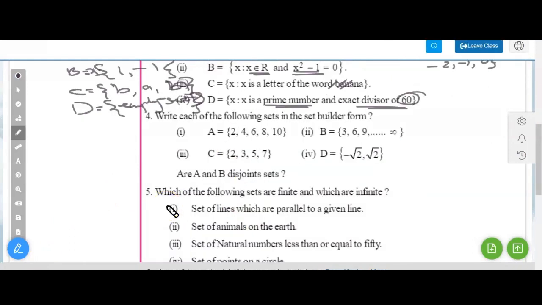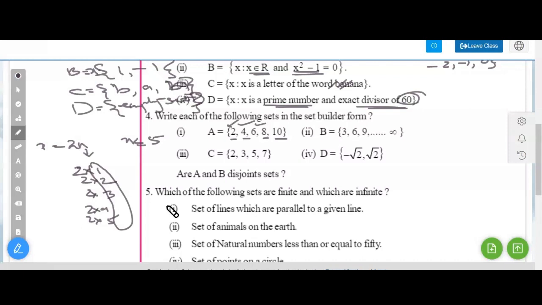Next question is, write the following sets in set builder form. So 2, 4, 6, 8, 10. The first one is multiples of 2. So you can write it as x is 2 into n, where n starts with 1 and is less than or equal to 5. 2 into 1, 2 into 2, 2 into 3, 2 into 4, 2 into 5. So these are the numbers, n less than or equal to 5.